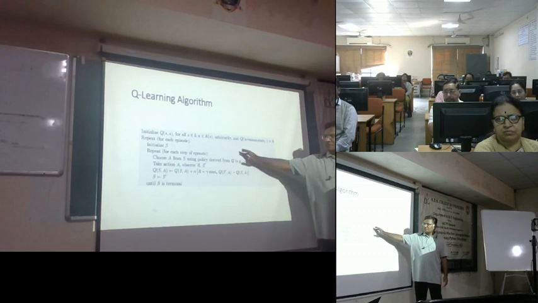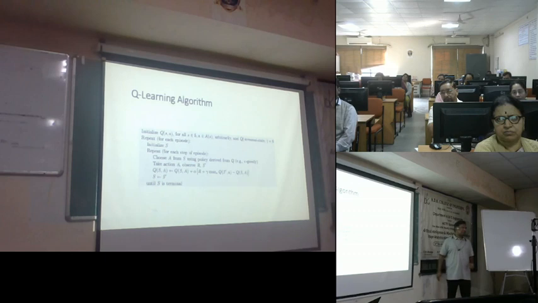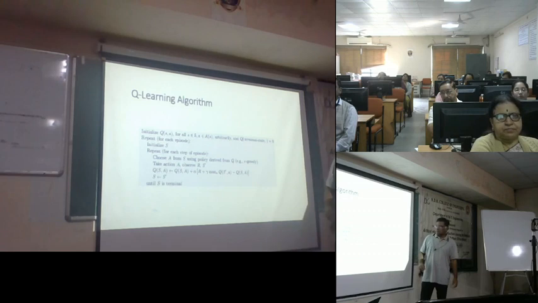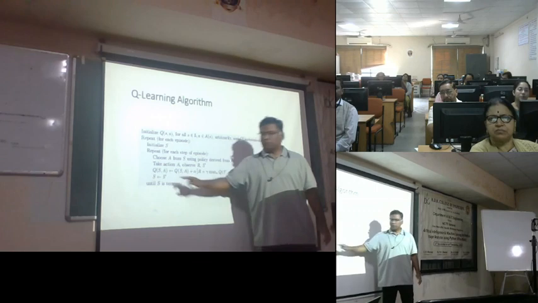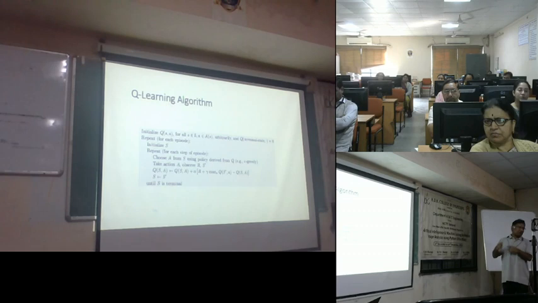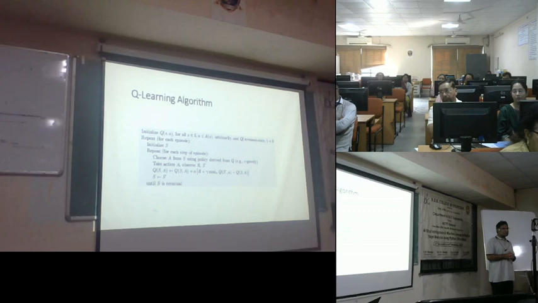So you repeat. For each step in the episode, you choose a policy and you take the action defined by the policy. Once that action is taken, you update the Q table, and then you go to the next step. You keep on doing this again and again, a thousand times, a million times, and so on. And then your table will stabilize. And that table, going from state to action, will give us the most optimal strategy to be followed.